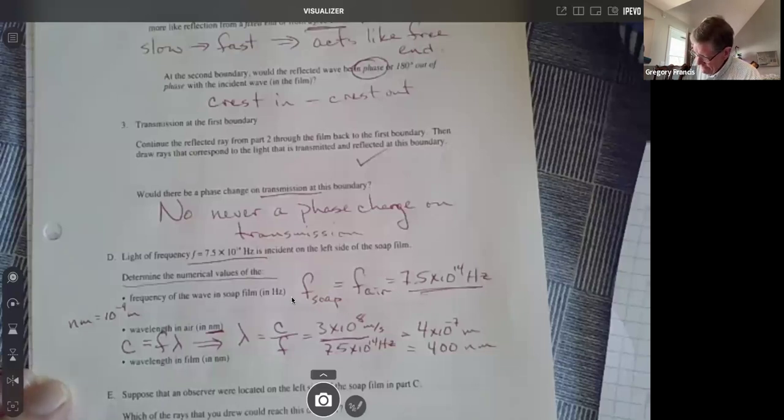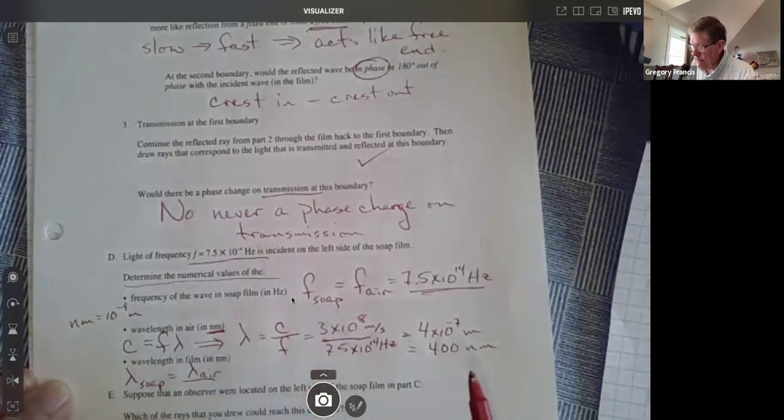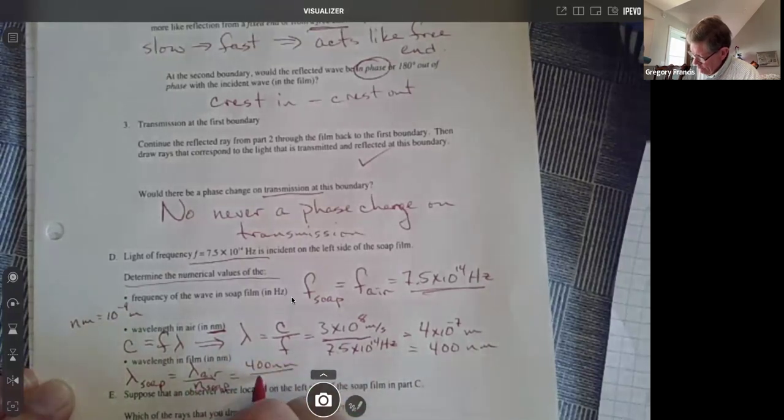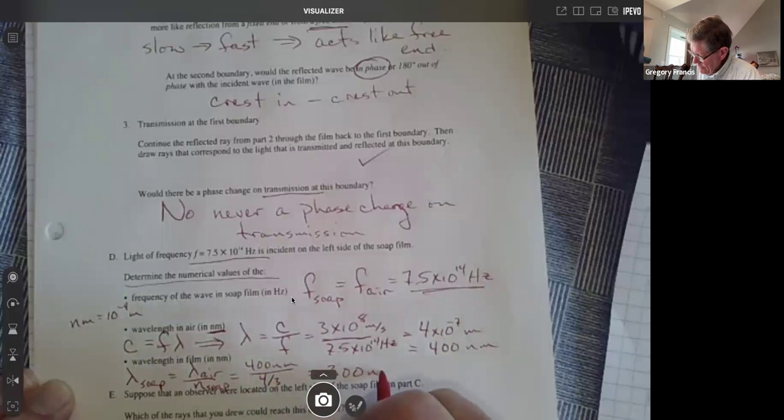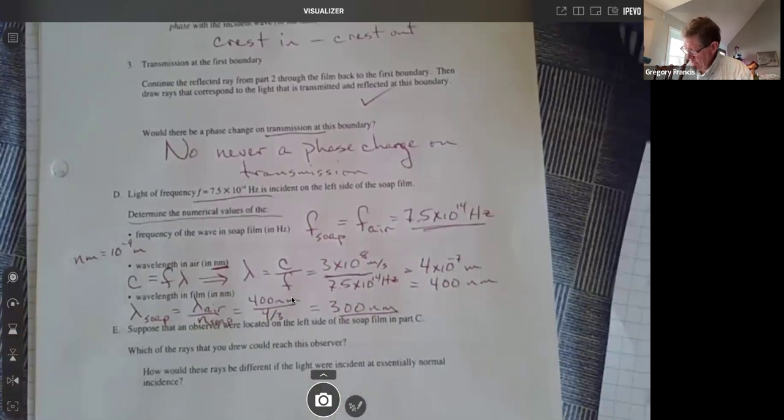Well, now we want the wavelength in the soap film. And that's going to be the wavelength in air divided by the index of refraction of soap. Well, that's going to be my 400 nanometers divided by 4/3, and that's going to be 300 nanometers. Okay, it almost looks like these numbers have been cooked to turn out nice and easy for us.